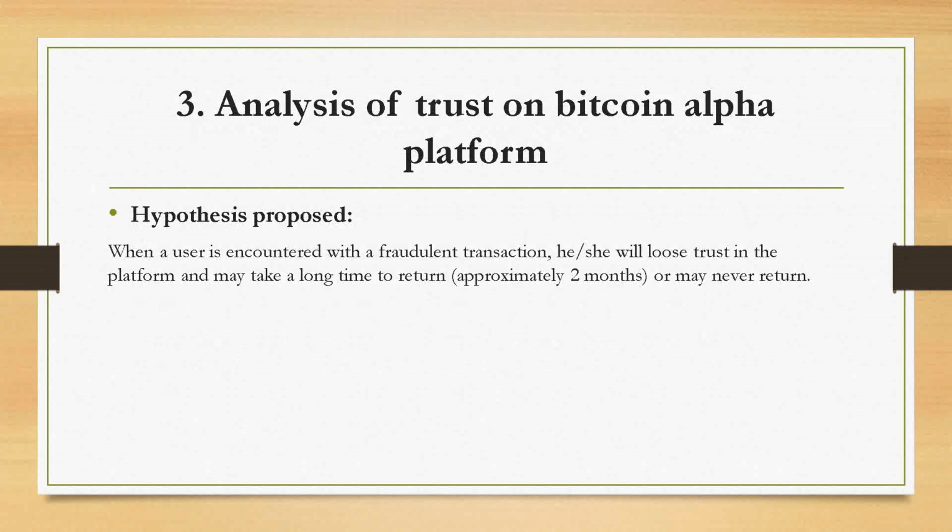The final part of our project is the analysis of trust in the Bitcoin Alpha platform. In the Bitcoin Alpha platform, users rate traders based on the genuineness of transactions on a scale of -10 to +10. It is hypothesized that when a user encounters a fraudulent transaction, he or she takes quite a long time to come back to the network and make their next transaction. This can be considered as loss of trust. In some cases, the user may not even return.